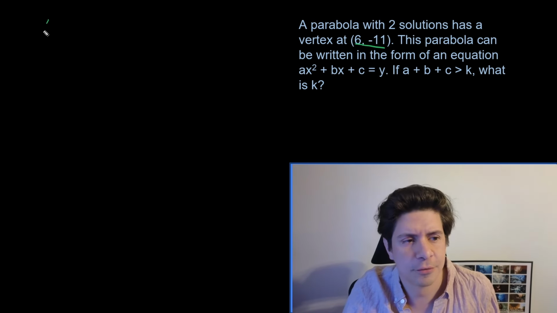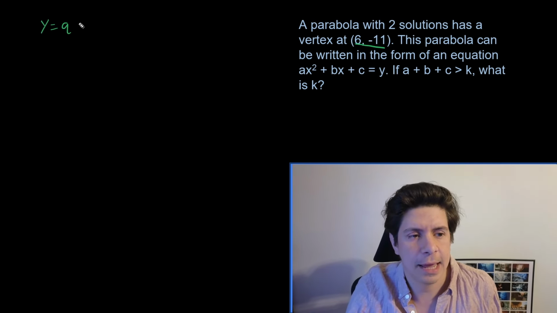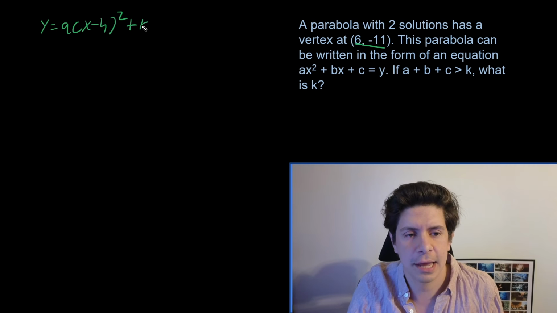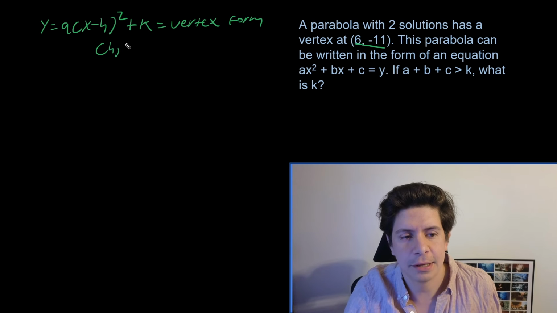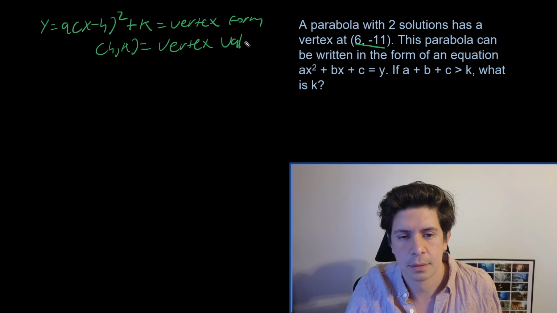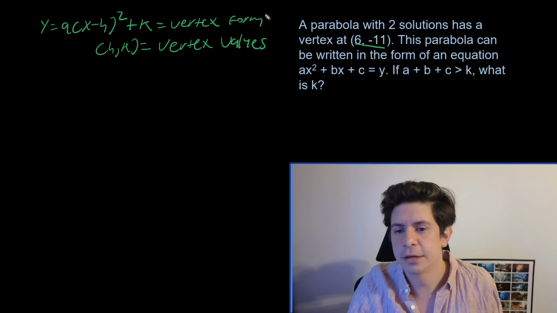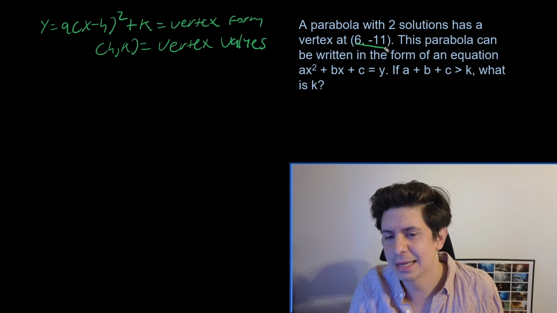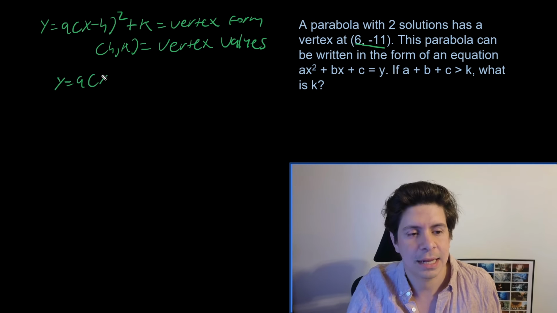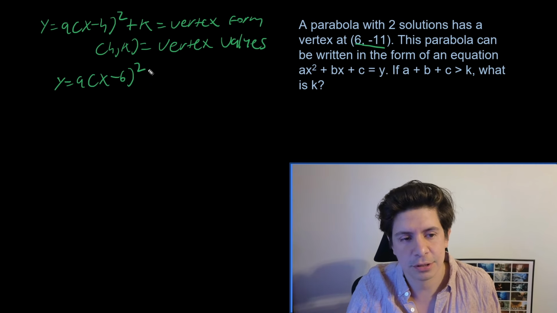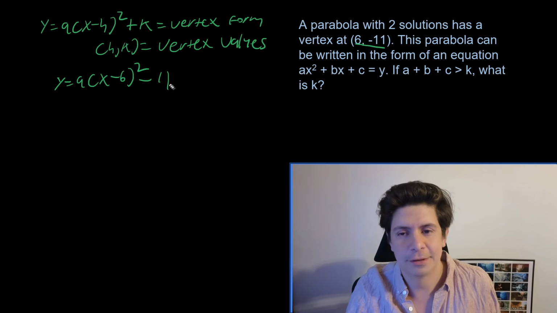Now remember, vertex form is y equals a parentheses x minus h close parentheses squared plus k. That's vertex form, and that is when h and k equal vertex values. So here, h is going to be 6, k is going to be negative 11. Our equation will be y equals a parentheses x minus 6 close parentheses squared minus 11.